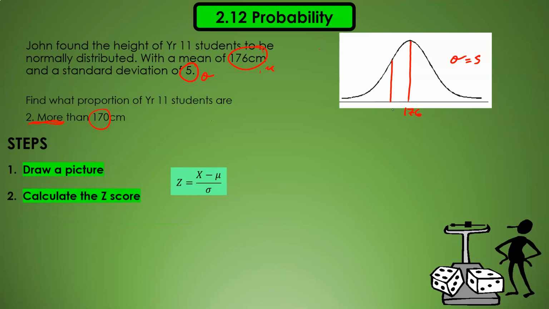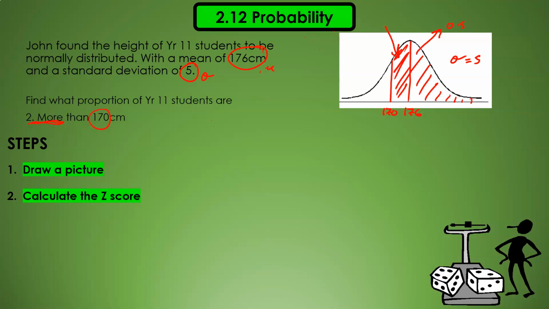So that means it's this area here, as well as 0.5, which is everything above the mean. So again, the diagram tells us how to do our calculations. We must go 0.5 plus the extra area that we get from the table.